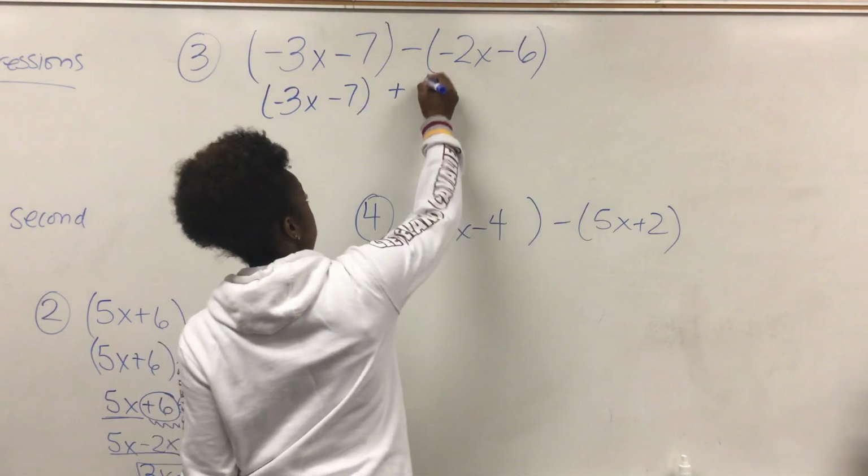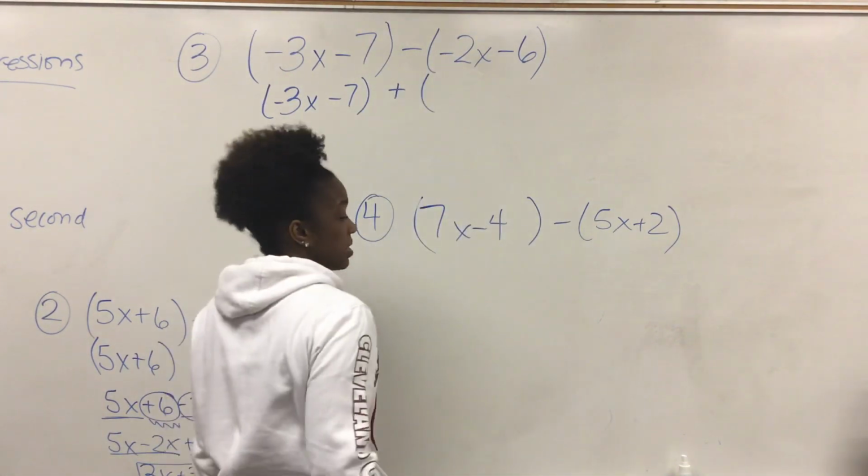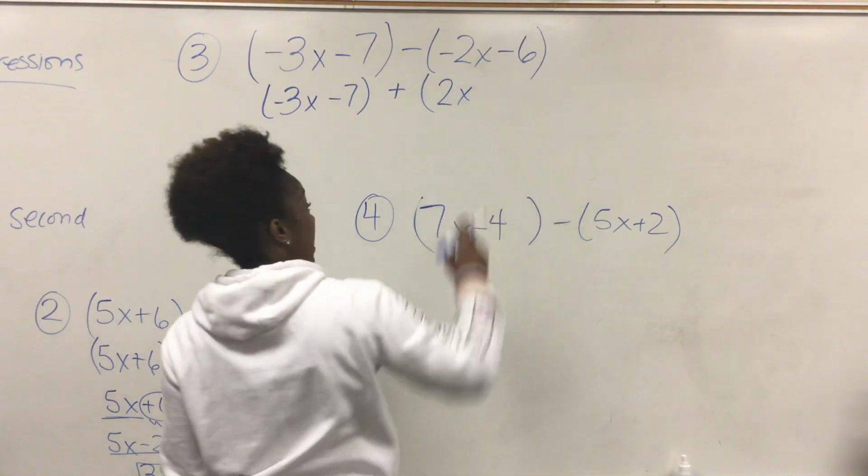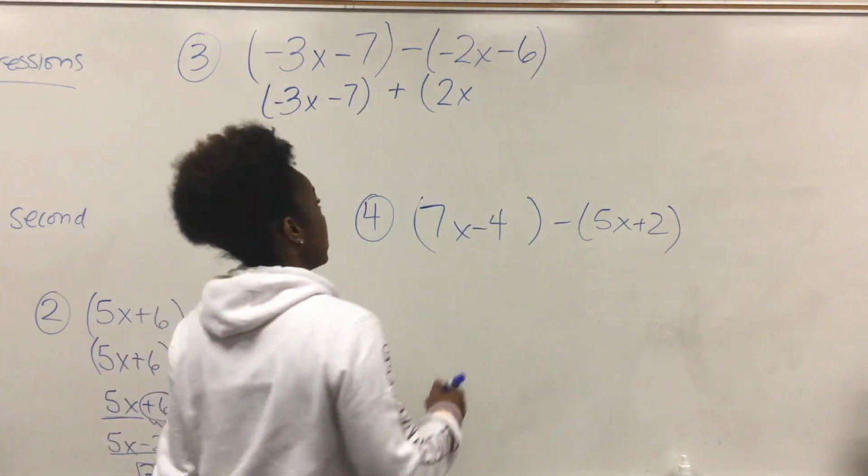So 2x here is negative. So we want to do the opposite. We want to make it positive. And then you have minus 6. So we need to do the opposite of that and do plus 6.